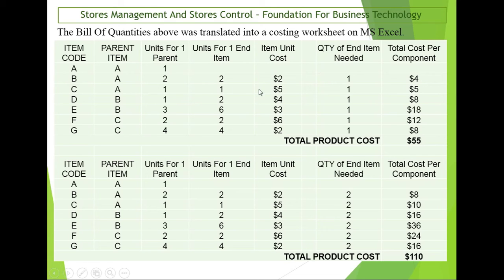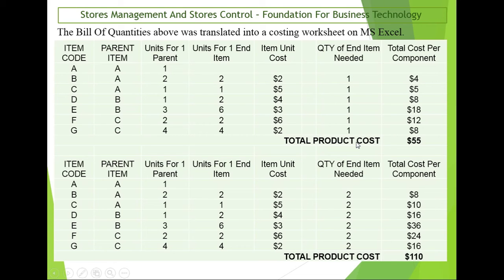So you can see that we have $4, we have 1 times 5, which is 5, 2 times 4, which is 8, 6 times 3, which is 18, 2 times 6, which is 12, 4 times 2, which is 8, because the quantity of end product needed is 1.